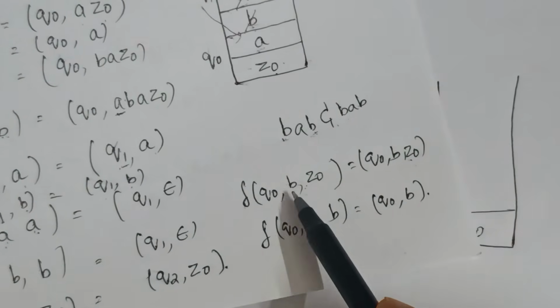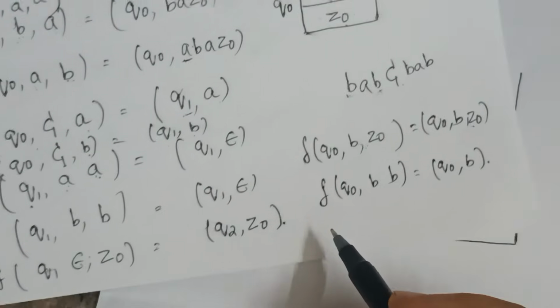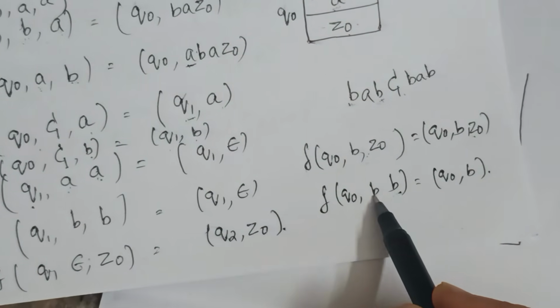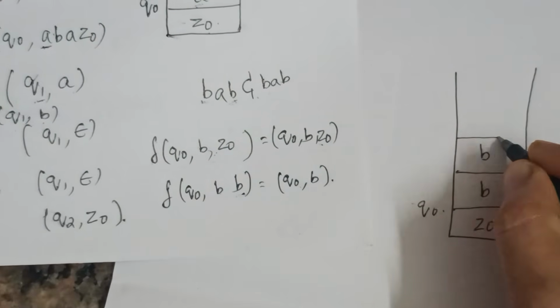Z0 will be the top of the stack. If I push B, it will be stored here. Like that, any B's top of the stack is B. If I push B, it should remain in the same state. So any B's, if I push, it will be the same.